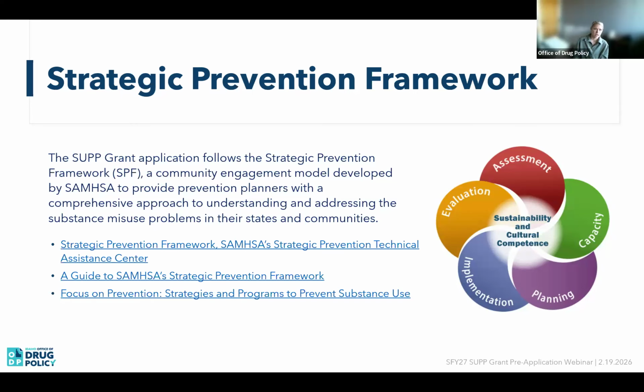So the strategic prevention framework, the grant application follows the SPF framework, which is a community engagement model developed by SAMHSA to provide prevention planners with a comprehensive approach to understanding and addressing the substance misuse problems in their states and communities. So the SPF follows 5 steps. You start off with assessment, assessing the needs and issues in your community, then looking at the capacity of your community and your organization to address issues. Then you move into planning, proposed programs and activities, and then implementation, and then evaluation. And it's a constant cycle. And while you go through that cycle, there are these 2 guiding principles of sustainability and cultural competence.